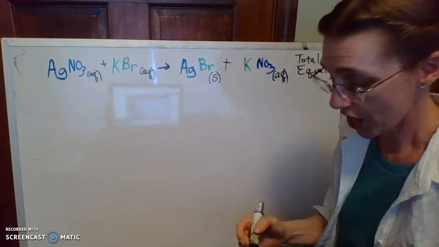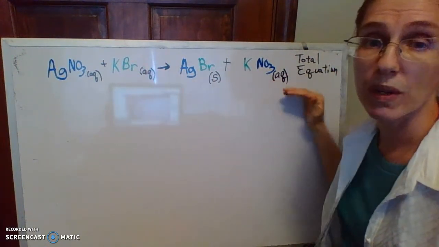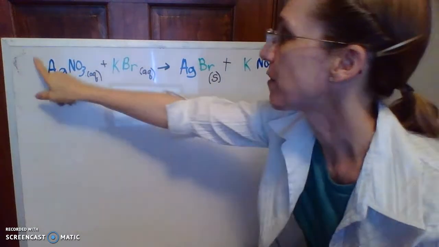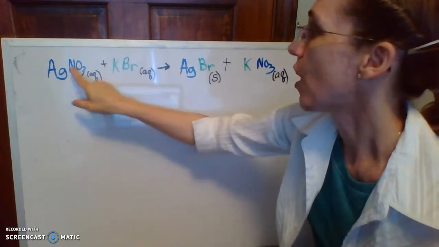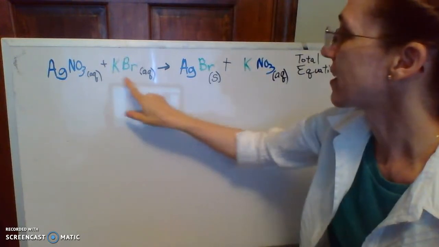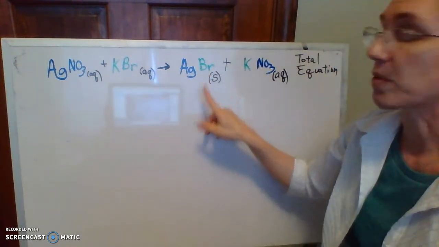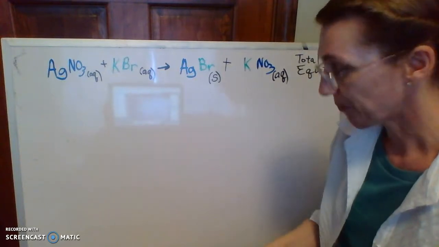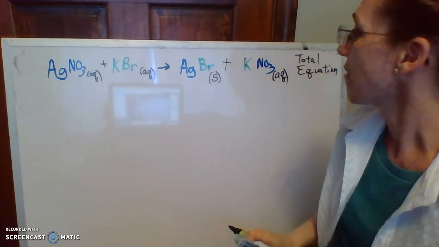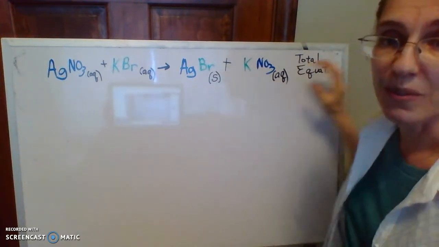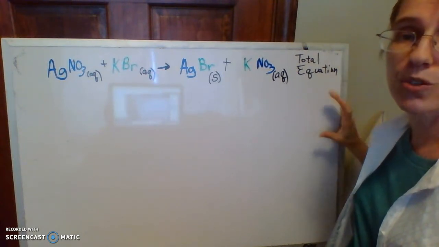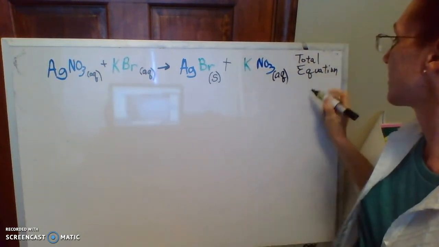At this stage, after we've switched partners, we want to make sure this is balanced, because this is the easiest place to balance it. We've got one silver, one silver, one nitrate, one nitrate, one K, one K, one Br, one Br. So it is balanced. Like I said, this is going to be an easy one. So after we've made sure that that is balanced, we can say, okay, this is a balanced total equation. Now we want to do the total ionic equation.